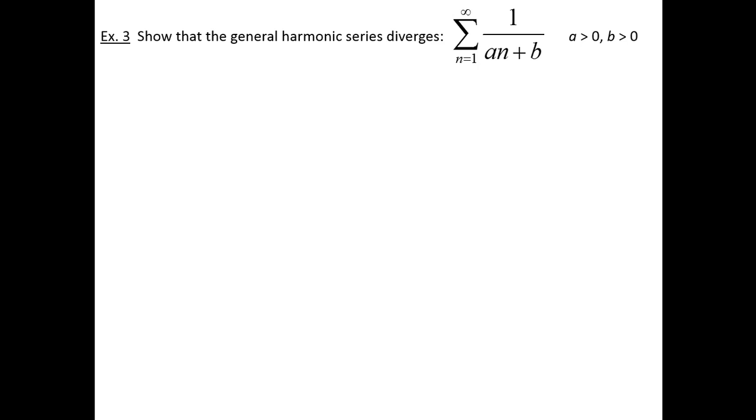So let's look at an example. Show that the general harmonic series diverges. So this would be any series in the form 1 over an plus b, where a and b are both positive numbers.